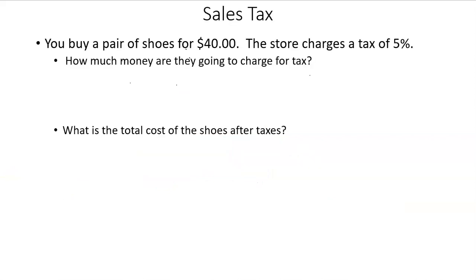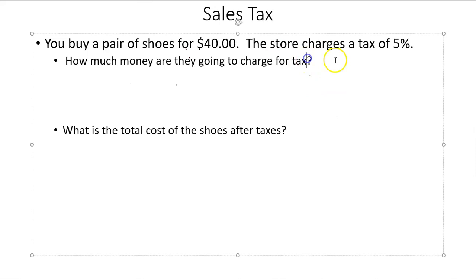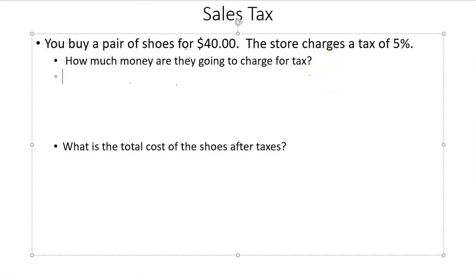So let's look at some examples. Our first example says you buy a pair of shoes for $40. The store charges a tax of 5%. How much money are they going to charge for tax? So we take the percent and we make it a decimal. Divide it by 100, 0.05. We times that by the amount. 0.05 times 40 is $2. So the tax would be $2. The total cost, 40 plus 2, is $42.